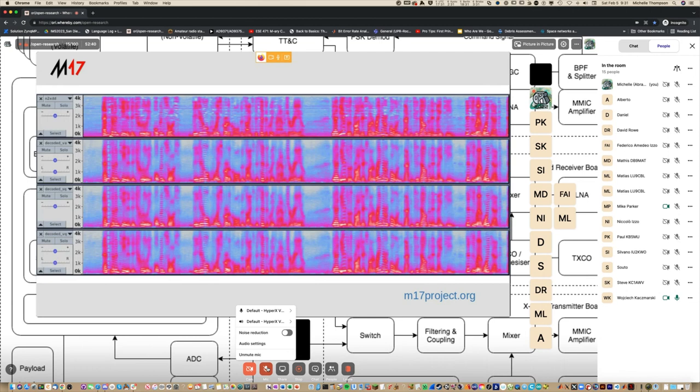And this is a spectrogram for each sample. The first one on the top is the original sample from N2XDD. So this is his voice. And you can see that most of the energy is in the lower frequencies, so below 1 kilohertz even.